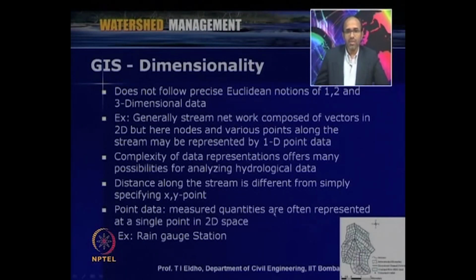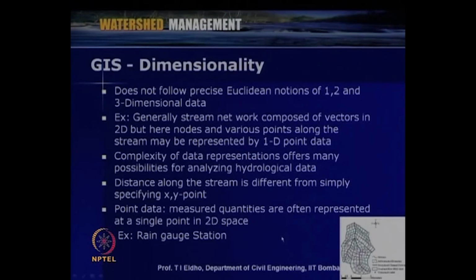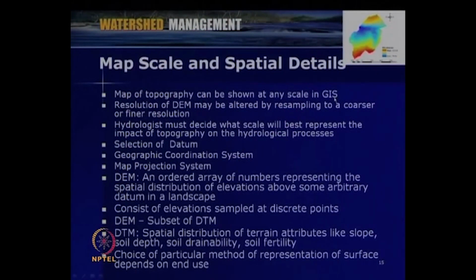As far as point data is concerned, measured quantities are often represented at a single point in 2D space, just like a rain gauge station. In these particular locations of the rain gauge stations, the measured quantities are represented using this. Now some other issues like map scale and spatial detail within the GIS environment. The details are mentioned in the slides. A map of topography can be shown at any scale in GIS. It can be 1:50,000 or 1:10,000, whatever scale we want to represent. The resolution of a digital elevation model may be altered by resampling to a coarser or finer resolution. So, if coarser data is available, we can make it finer by using the option of resampling. And then hydrologists must decide what scale will be best to find out the impact of topography on the hydrological processes.